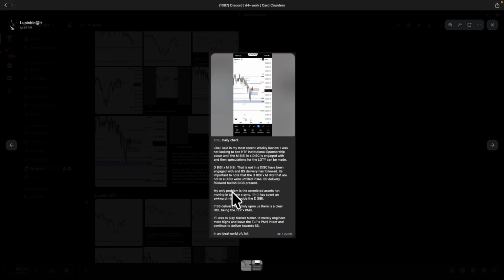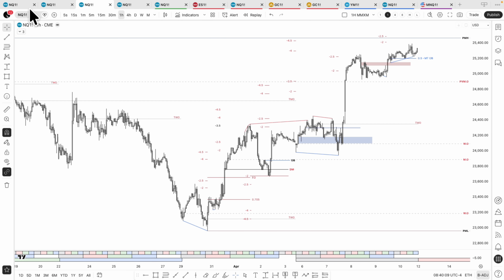And I said it was important to note that the daily BISI and the monthly BISI that were engaged with and not located in a discount were unfilled PD arrays. Buy-side delivery followed and bullish SIGs were being presented. So my only problem was the correlated assets were not moving in tandem or in sync. Now I'm going to go to this chart and we're going to take a look at what I was talking about.